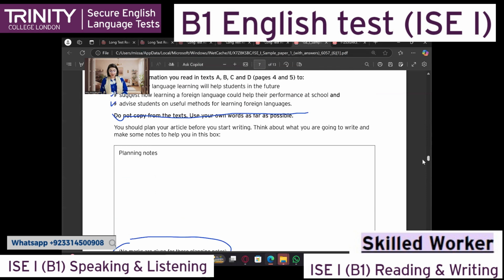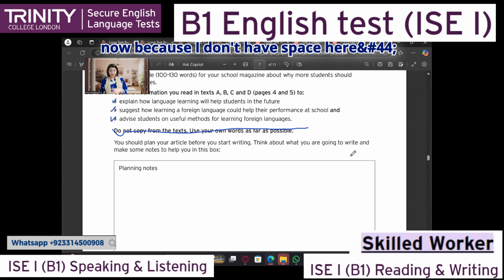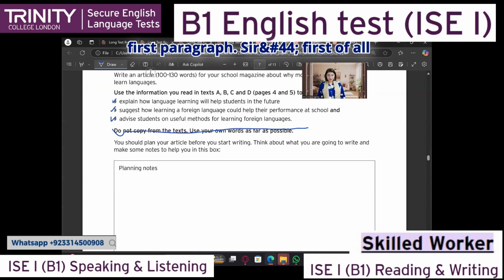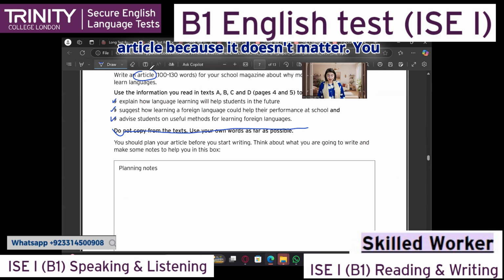So now, because I don't have space here, I'm just going to write everything in planning notes. Starting with the first paragraph. First of all, you need to ignore that this is an article because it doesn't matter. You need to keep in mind, number one thing, that it is 100 to 130 words.